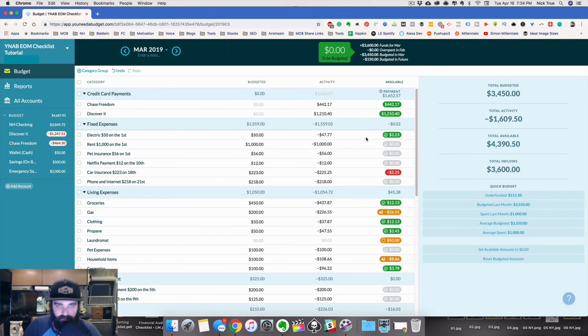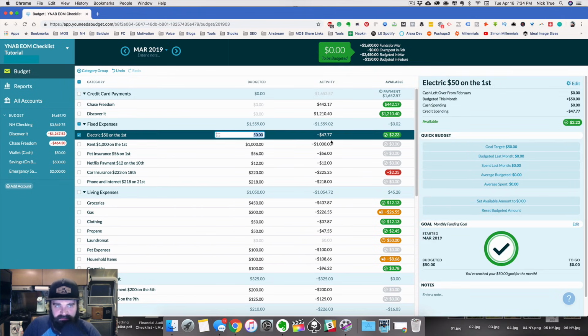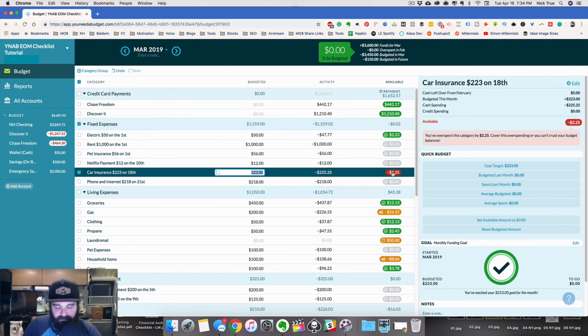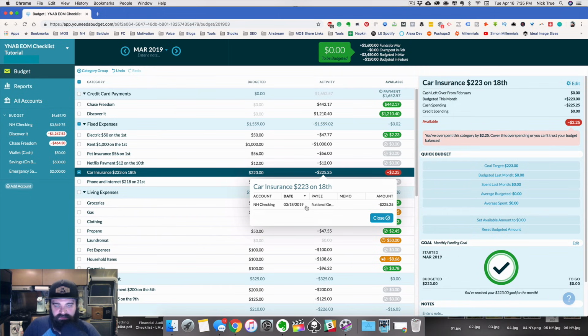If you have a green in the available column inside of a category, that means that you have money left over. We're going to deal with this in just a second. Now, if you see a red negative number, that means that you have overspent a category in cash or in debit. In this particular case, I budgeted $223 for car insurance, but I was a little bit off, and my bill was actually $225.25. Now, if I click here, I can see that this transaction happened inside my checking account, which is why the overspending is a red negative.